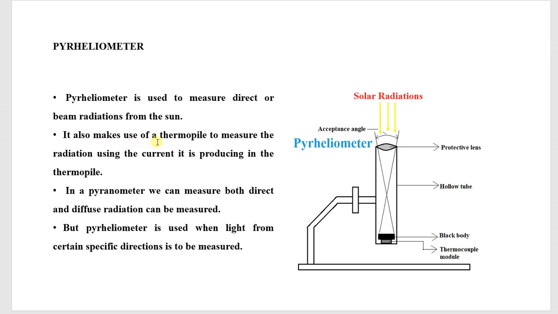It also makes use of a set of thermocouples, called a thermopile, to measure the radiation using the current it produces in the thermopile. In a pyranometer, we can measure both direct and diffuse radiation, but the heliometer is used when light from certain specific directions is to be measured.